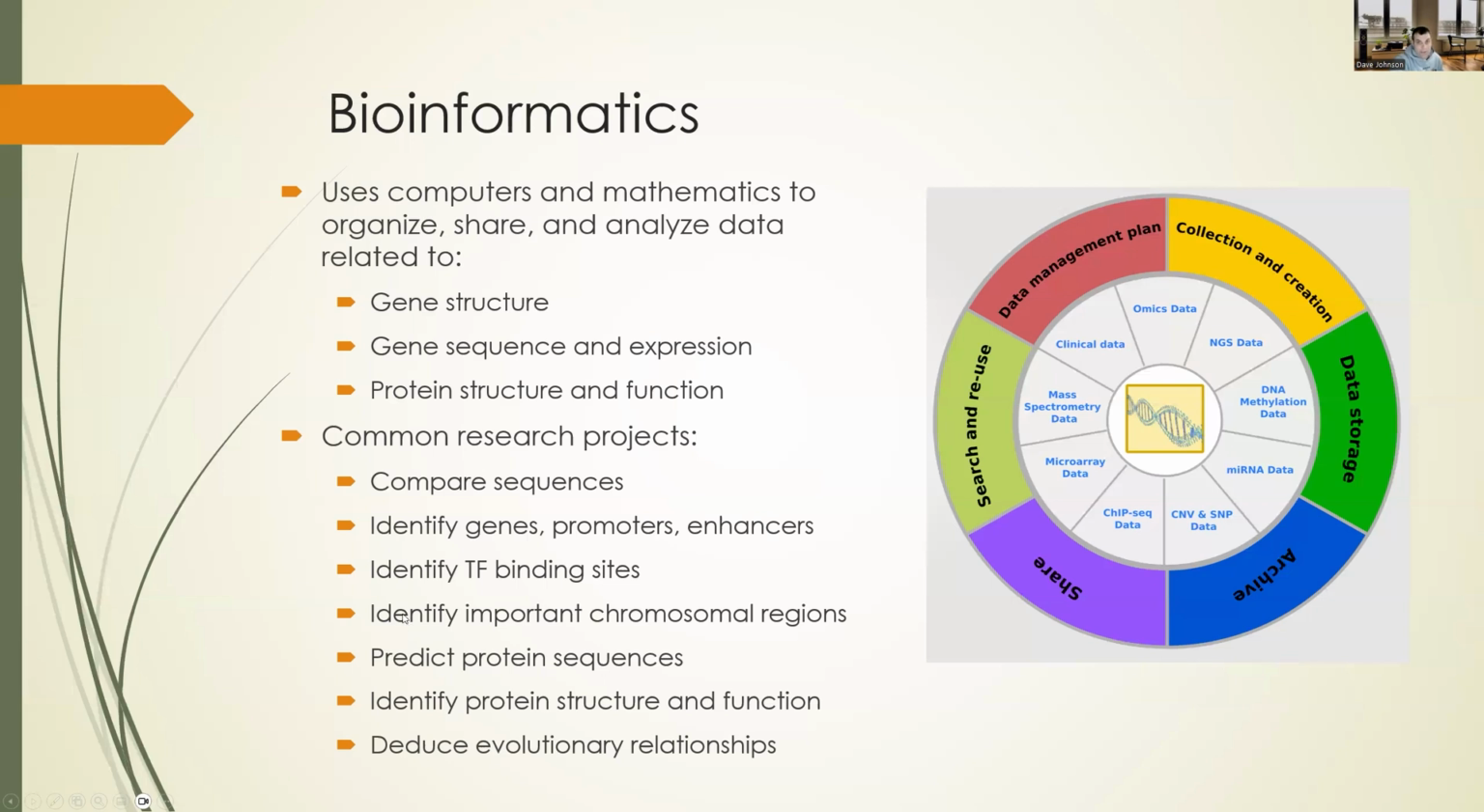We can look at certain chromosomal regions that may be more important than others. We can predict protein sequences, protein structure, protein function. And if you're in the field of evolutionary biology, these are hugely important because now we can use genetic information to uncover evolutionary relationships. And we find some very surprising things when we've done that over the last 25 to 30 years.